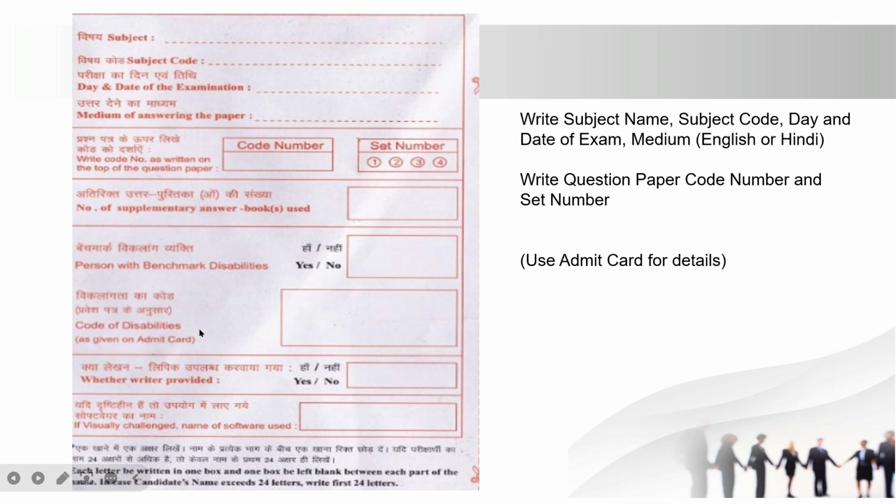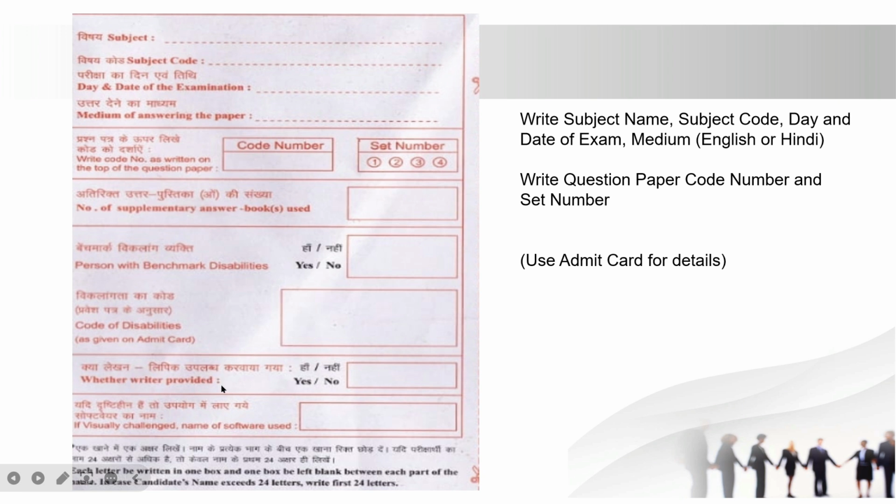Code of disability. If yes, you mention here what your disability code is. That also you can find in the admit card. So no need to worry. They will have some code, like D for deaf and dumb, B for blindness, like that. You need to write that code here. You can see all these details in your admit card. So no need to worry.